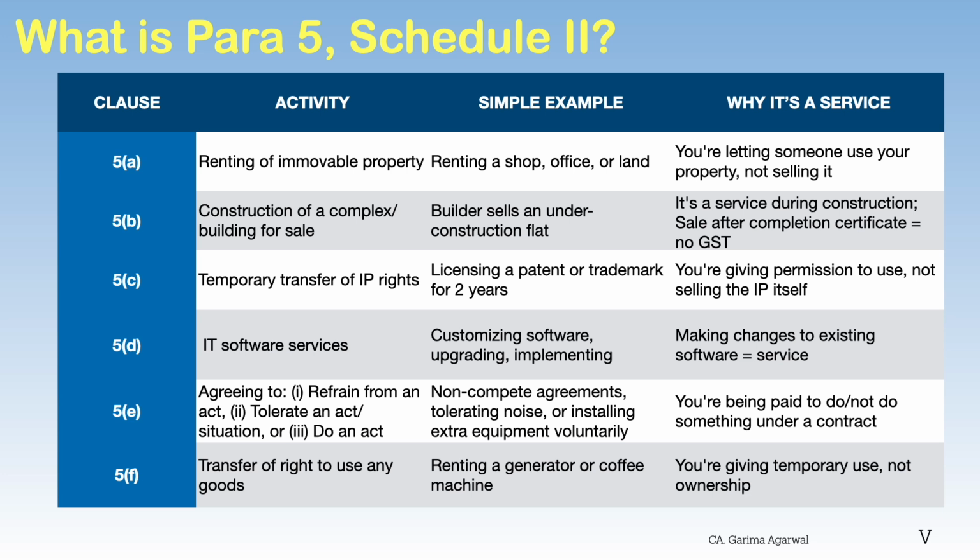Now let's discuss para 5C. It talks about temporary transfer of IP rights. The rule says temporary transfer or permitting the use or enjoyment of any intellectual property right. Let's take a simple example. Licensing a patent or trademark for 2 years is just a right to use, right? It's a temporary transfer. You're giving permission to use, not selling the IP itself. So it is a supply of service.